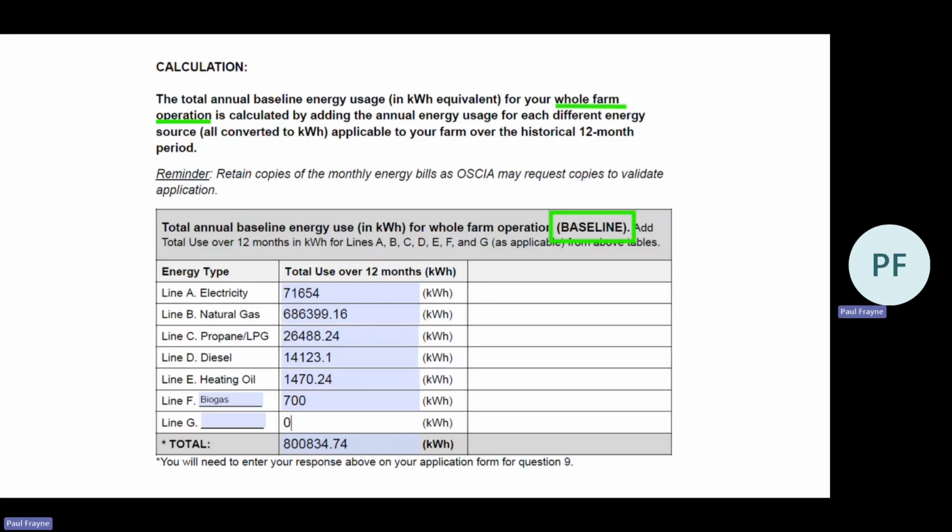Check to ensure the calculation table here is correct. It should total your 12-month energy usage from all sources of energy in kilowatt hours. This chart is the energy use for your whole farm operation over a 12-month period.